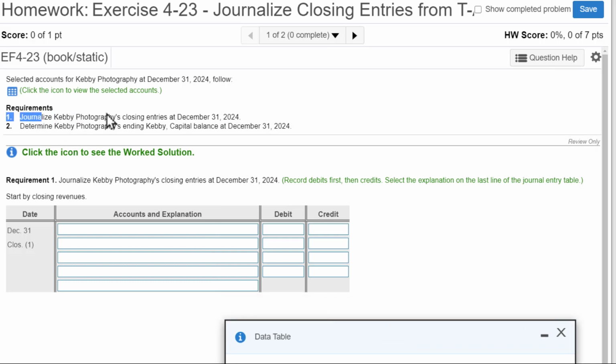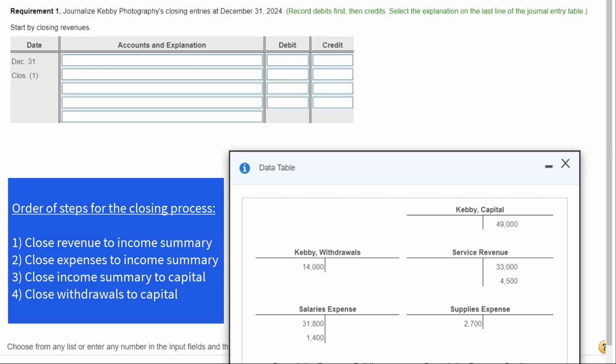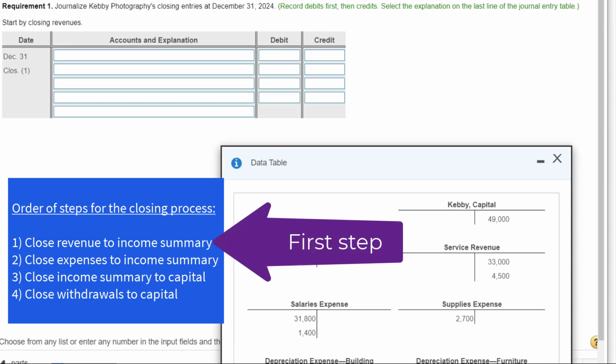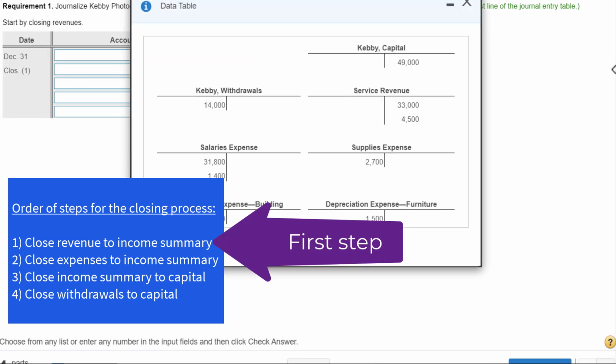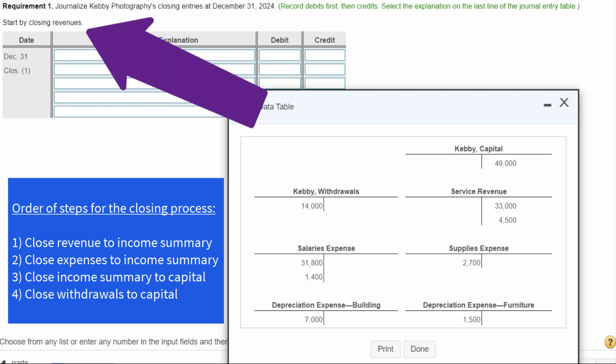Requirement 1, journalize their closing entries and then determine their ending capital balance, which is a step that you always do in the closing process. So I'm going to move everything up. All right, so the first step in the closing process is to close revenues to income summary.